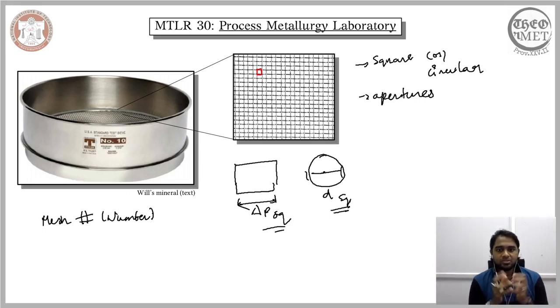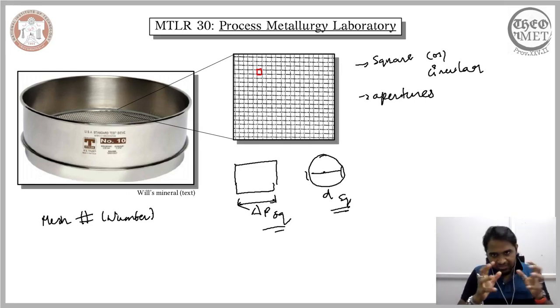The initial way of classifying or designating these meshes involved the mesh number. The way we define the mesh number of a sieve is that we consider a region of 1 square inch, and then we count the number of meshes that are present in that imaginary area, and we relate it to that mesh number. So mesh number is nothing but the number of apertures present in a given mesh for a unit square inch area.